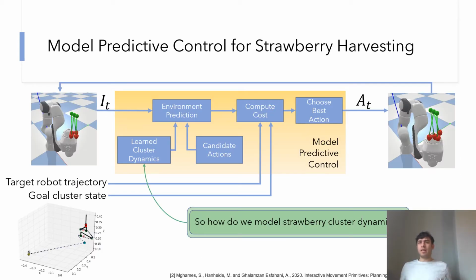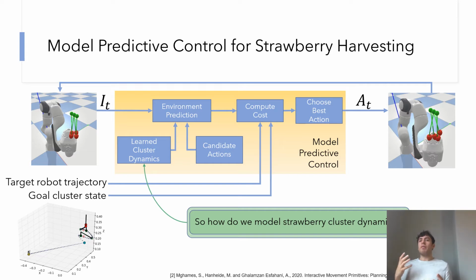And intuitively, you start thinking about model predictive control for something like this. Ryan Hames from our group has worked on generating initial trajectories to identify goal target states for the cluster, and then also generate pushing actions using movement primitives.